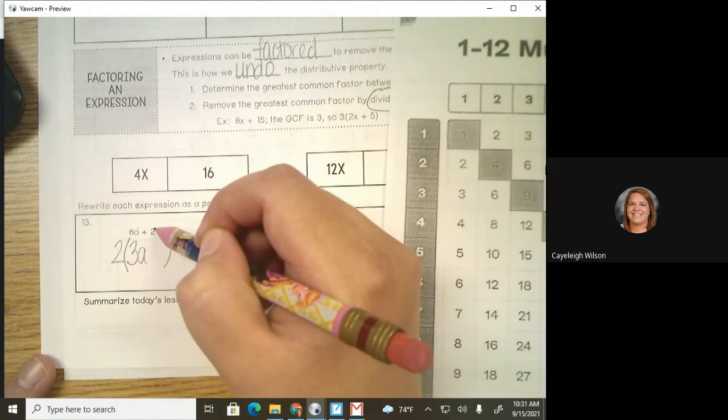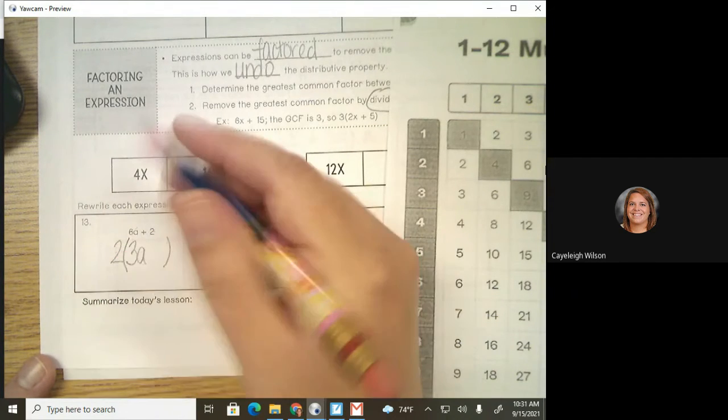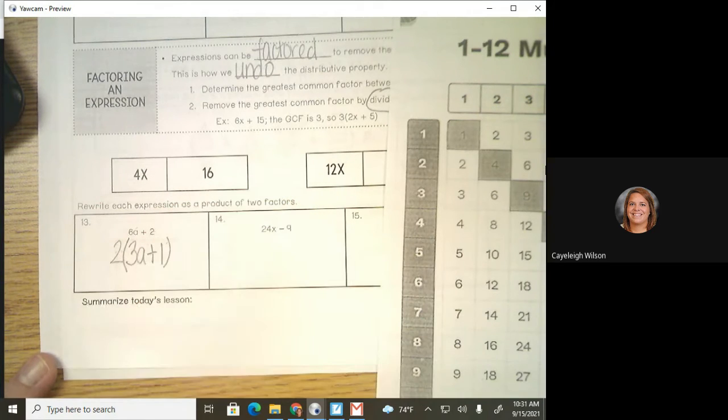And then, Preston, are you paying attention? And then 2 divided by 2 is 1. So I'm going to put a plus 1.